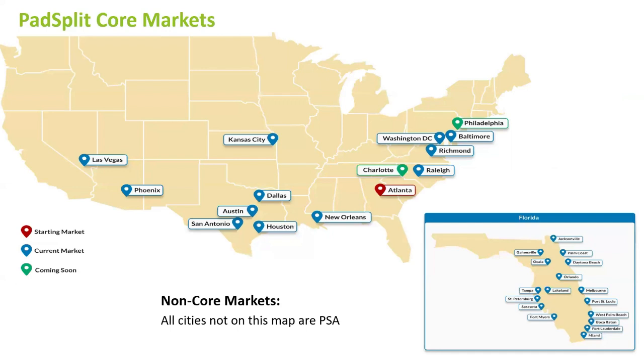These are the markets, like I mentioned, that PadSplit currently is operating in. Pretty much all the major cities up and down the East Coast, in the Southwest, in Texas and Arizona, as well as, of course, Atlanta, Charlotte, Raleigh, Richmond, Baltimore, DC, and pretty much all the major cities in Florida as well, as you can see here.